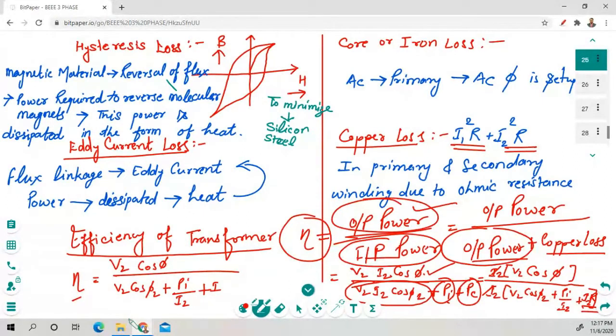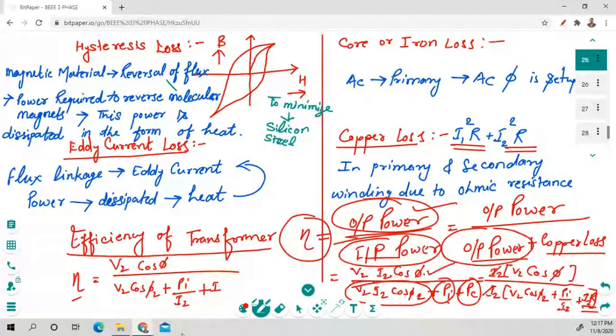Okay, so this efficiency is equal to V2 into cos phi divided by V2 into cos of phi 2. Now we are using this phi 2. Phi 2 is the flux generated in the secondary side. That's why we are taking this as phi 2. Have you understood this? Any doubt till now?